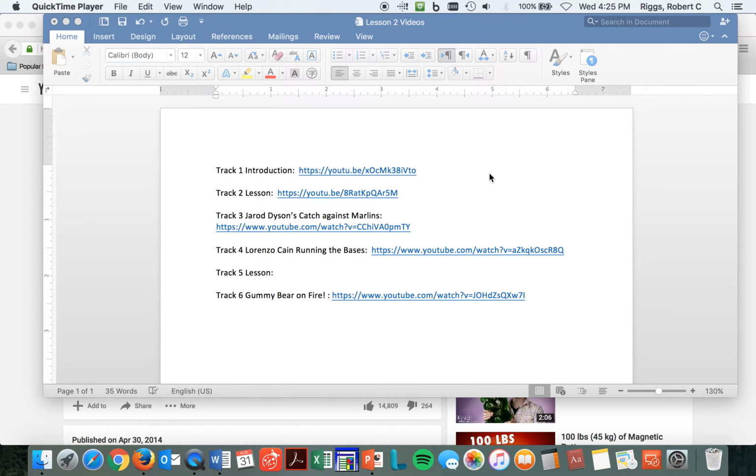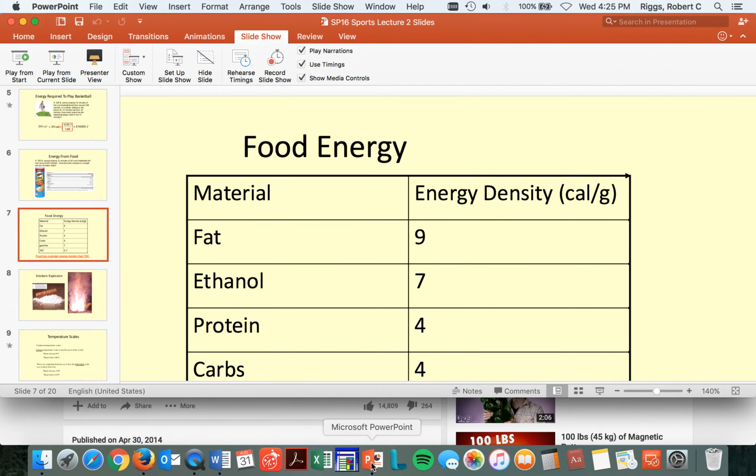Okay. Track 5 is building. So what you witnessed there in that gummy bear demonstration, because you've obviously watched track 5 before you jumped to track 6, maybe you didn't, is the energy that is in food, and the amount of energy.